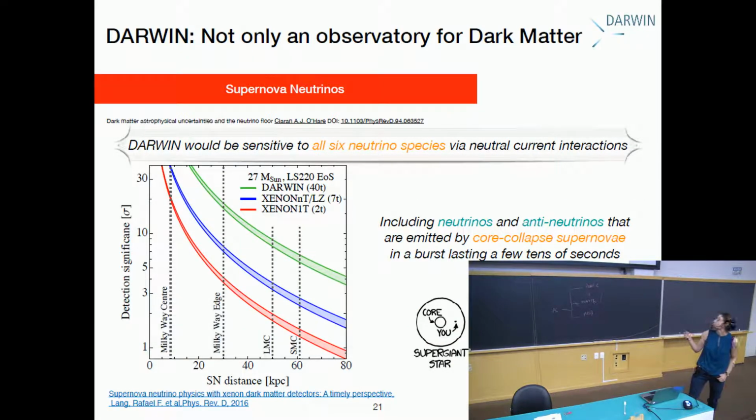Not only that, DARWIN will be sensitive to all neutrino species via neutral current interactions, including neutrinos and antineutrinos that are emitted by core collapse of supernovae. And this is here, published in 2016, the expected detection significance.